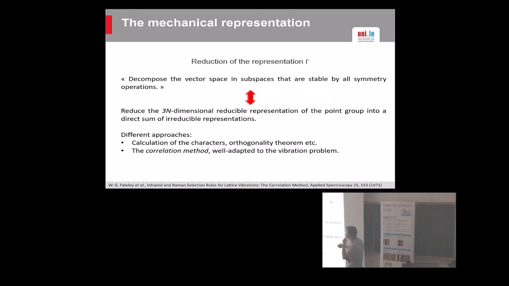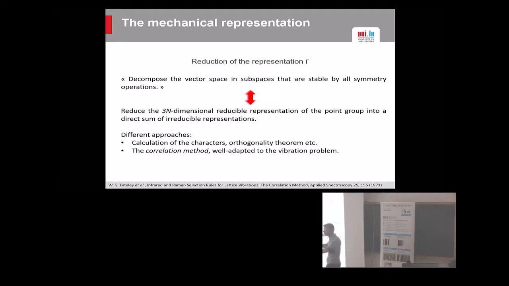And there's typically 2 ways to do that. So in principle, again, just to rephrase what we have to do, we want to decompose the vector space in stable subspaces. And there's 2 different approaches to do that, I would say. So one is very straightforward, but a bit black boxy. You calculate the characters for your representation, you use the orthogonality theorem, and you get it immediately. And it's like 3 lines of calculation.